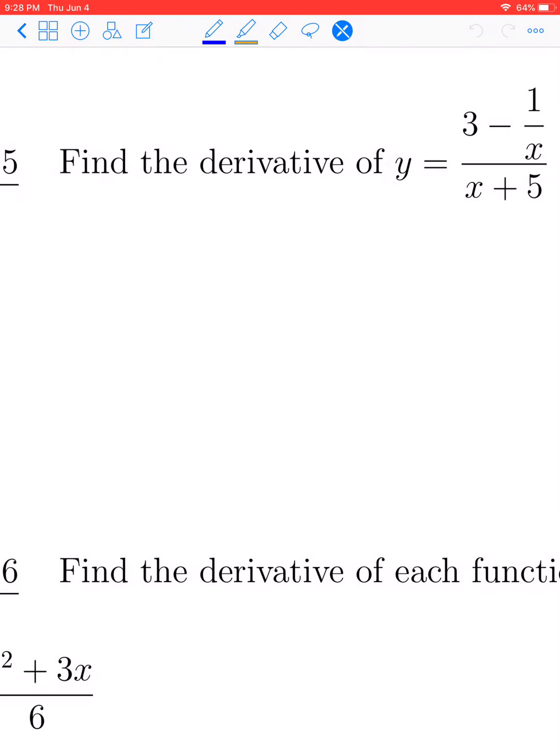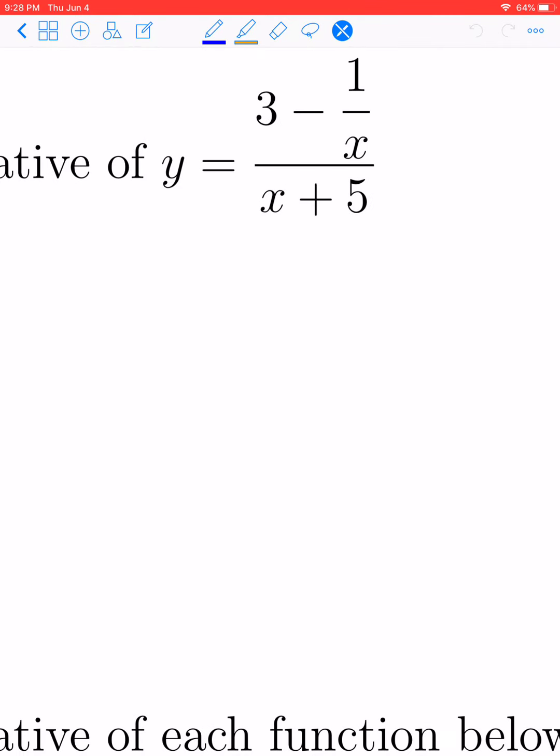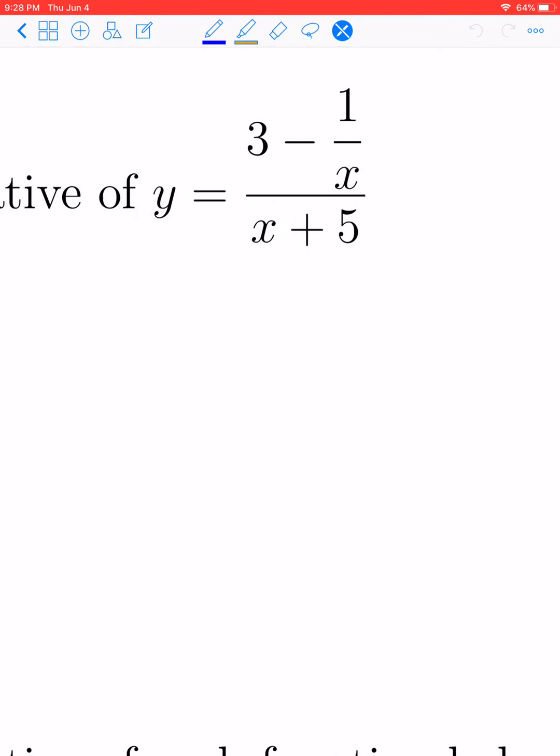Let's take a look at example 5. We're asked to find the derivative of y equals (3 minus 1 over x) divided by (x plus 5). So it clearly is a quotient again. We have the quotient of two functions. We could try to go ahead and directly apply the quotient rule. However, it's going to get a little bit sloppy.